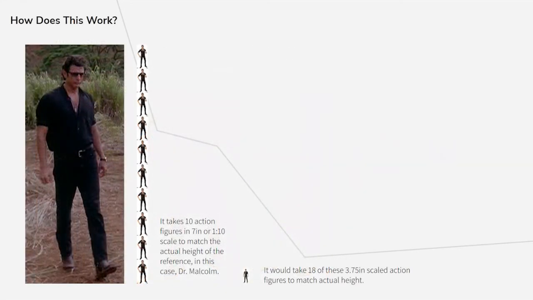How does this work? The ratio works like this. If you have a 1/10 scale action figure, also known as 7 inches, you should be able to stack 10 of them on top of each other, and it should be the same height as the reference you are basing it off of. Same goes for a 3 3/4 scaled action figure, but of course, you're going to need more of those to equal the actual height. So if you have a scale that is 1/8, you only need 8 figures stacked on top of each other to equal the same height as your reference.